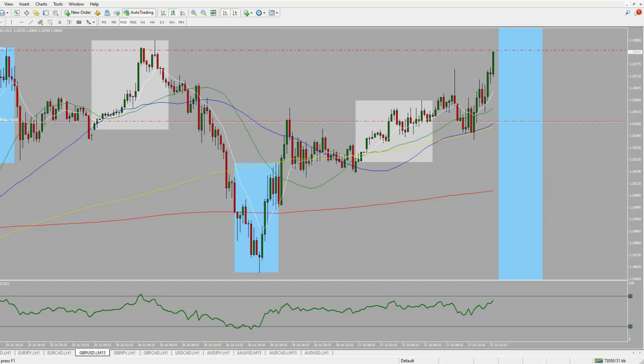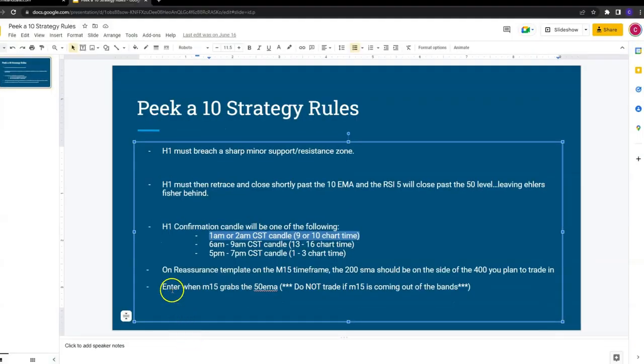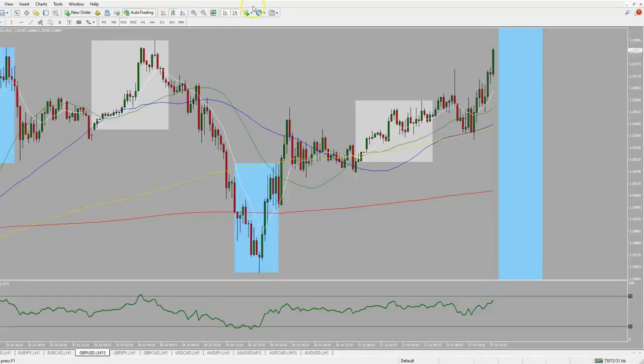All right, then the last rule we've got is to enter when M15 grabs the 50 EMA, but do not enter the trade if M15 is coming out the bands. So, all right, cool, TP was hit.